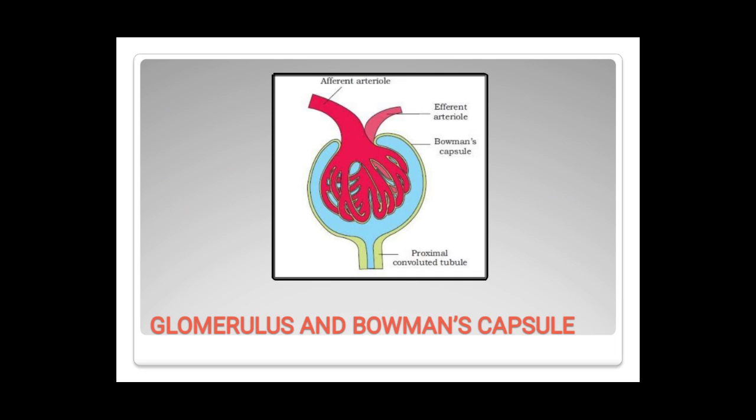Here we can see the figure of glomerulus and Bowman's capsule. Bowman's capsule is the cup-shaped structure, what you can see here in blue color. This tuft of capillaries is known as the glomerulus. The afferent arteriole is bringing blood to the glomerulus and the efferent arteriole is taking blood away from the glomerulus.